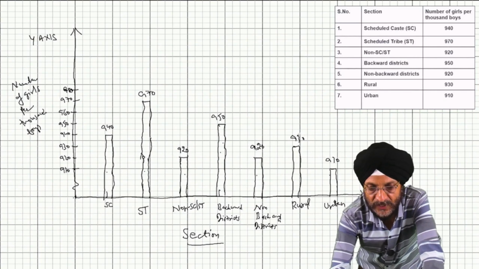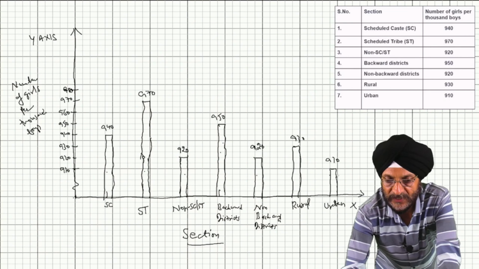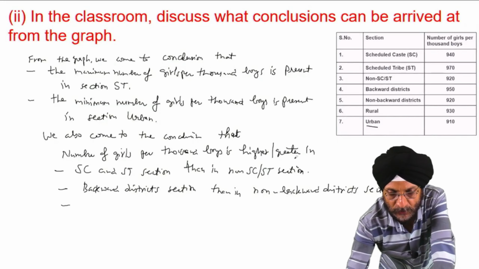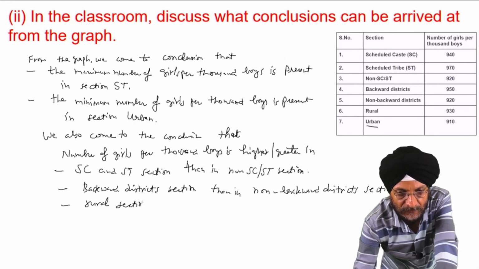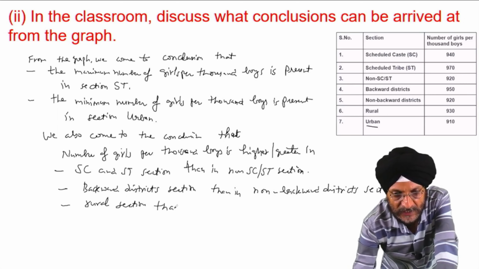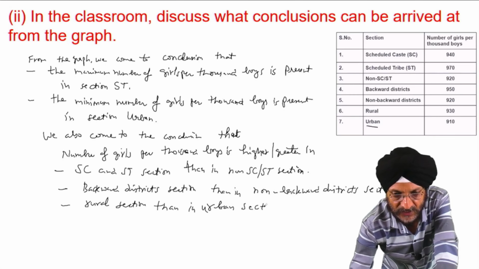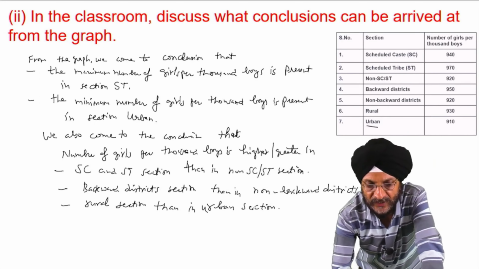The number of girls per thousand boys is higher in rural in comparison to urban. The number of girls per thousand boys is higher or greater in rural section than in urban section. You can also write it as in rural area than in urban areas.